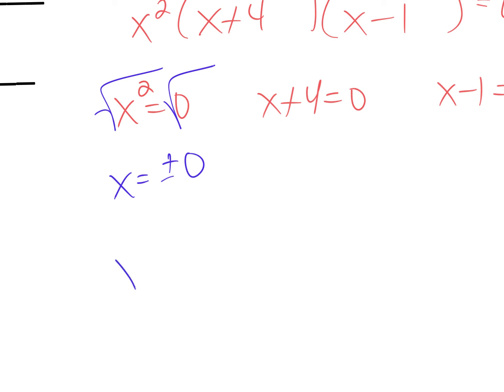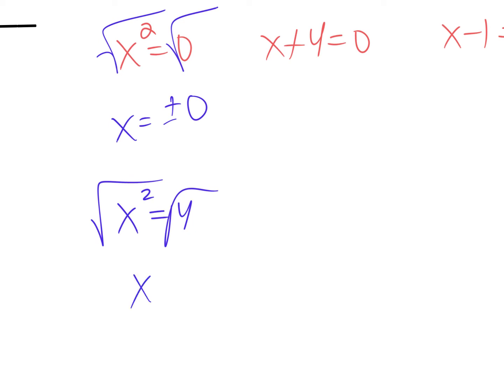Somebody asked me last period, what about if I had x squared equals 4 and I took the square root? What are your two answers here? Plus or minus 2. Are positive and negative 2 the same spot on a graph? No, there's no multiplicity there. But there is multiplicity when you have 0. It's a special case, so just be aware of that.